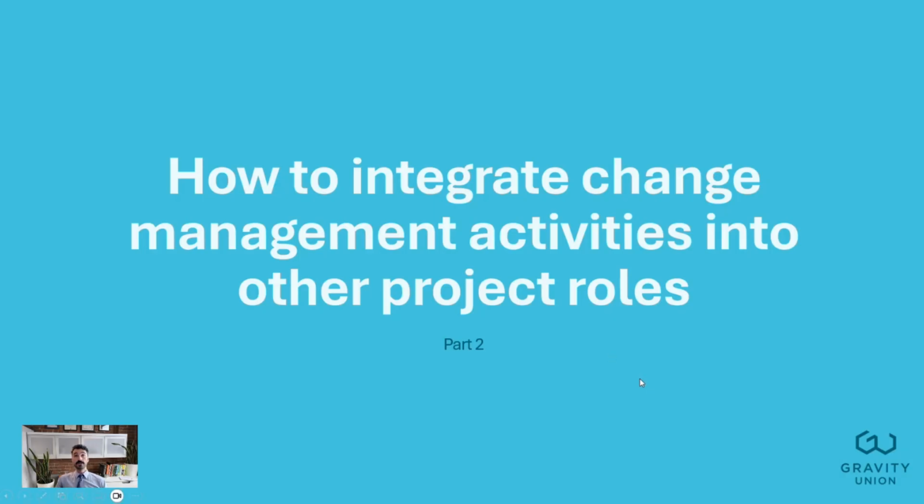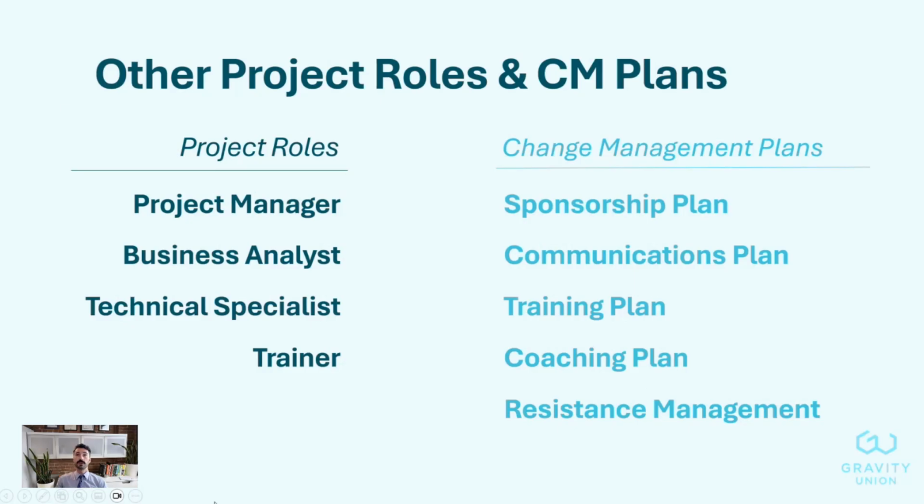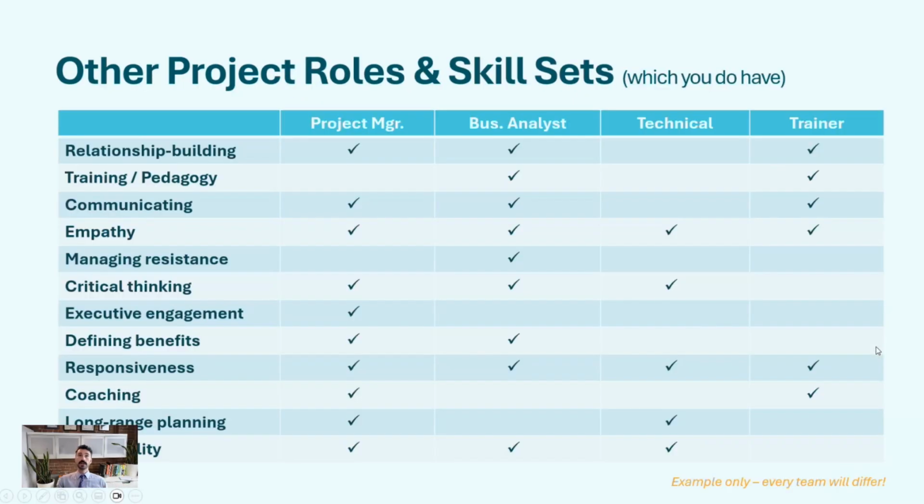Okay, so how are we going to integrate change management into the other project roles we have? Again, we've got these five plans we need to execute that are going to help us manage change. We've got these four roles. And so how am I going to connect A to B? How am I going to associate roles on the left side with the activities that are in the plans on the right side? So again, we're going to look back to what we had earlier in mapping our project roles to those skill sets. And thanks to the person that provided the additional skill sets in the chat there.